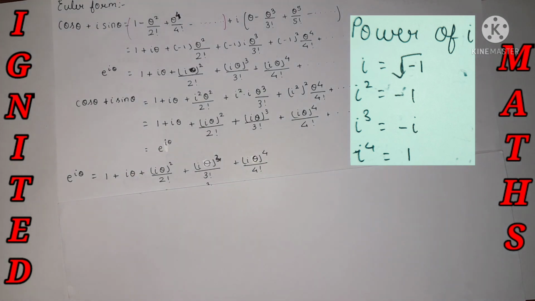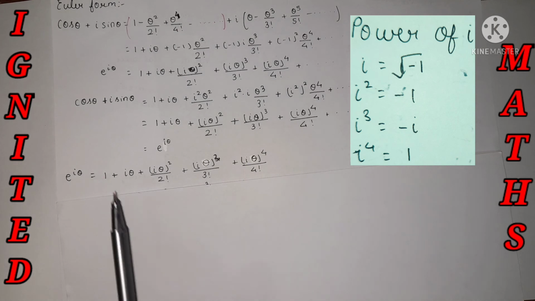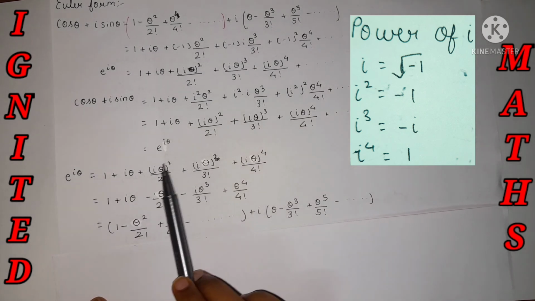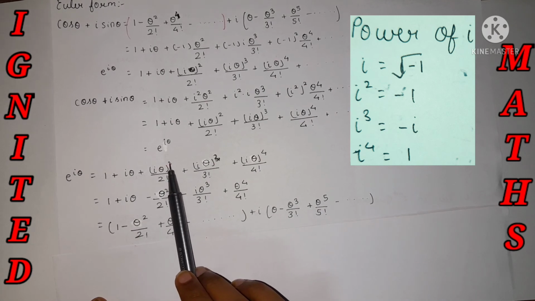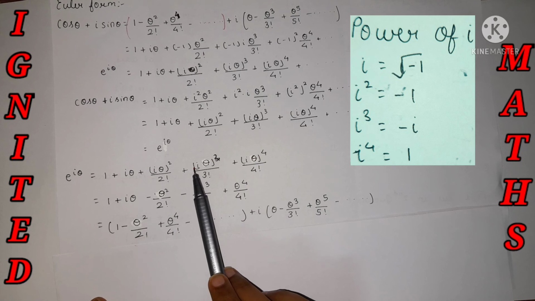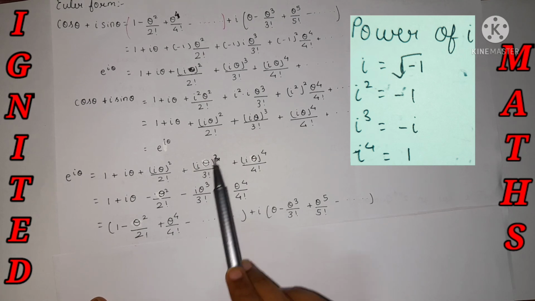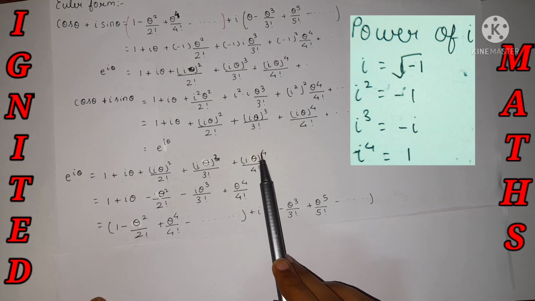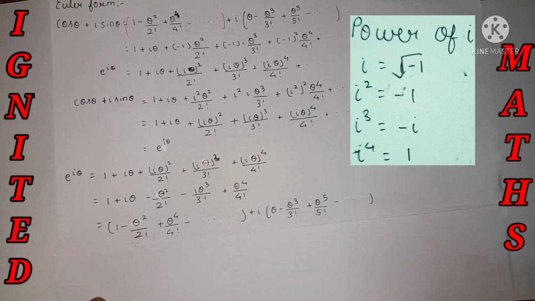Now I'm going to express it as cos theta plus i sin theta, so I'm going to separate it. Okay, for all, i square is equal to -1. Yes, and i raised to cube is nothing but minus i, so I have denoted the minus. i raised to 4 is nothing but 1, so no need of sign change.